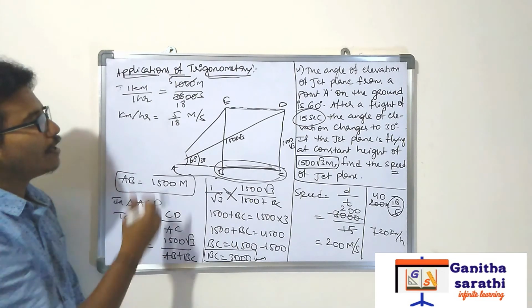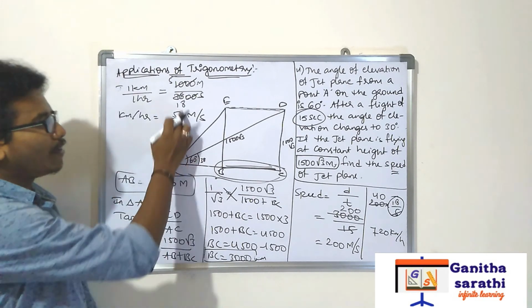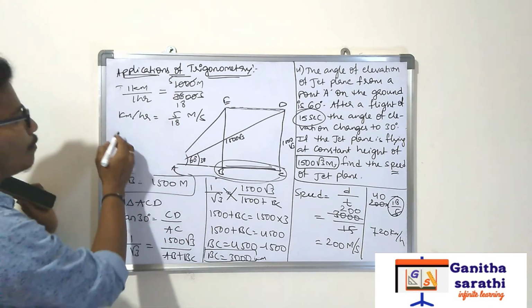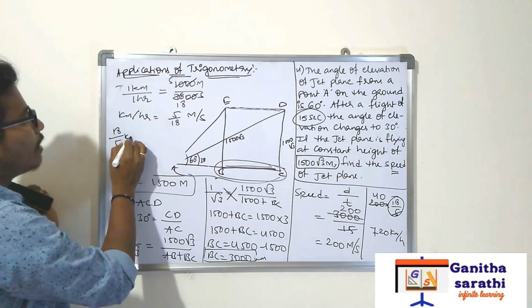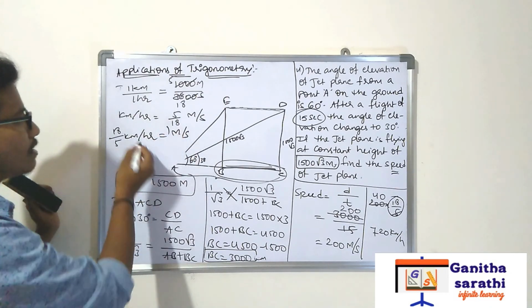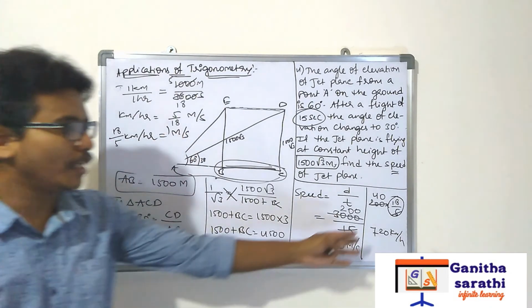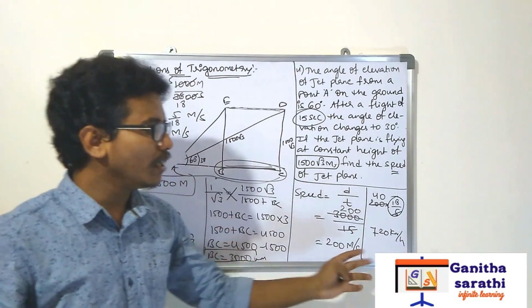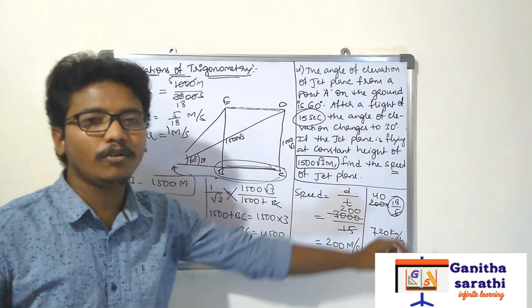If we have to convert meters per second into kilometer per hour, take this 5 by 18 to the other side. If 5 by 18 comes to the left hand side, it will become what? 18 by 5 kilometer per hour. So 1 meter per second is equal to 18 by 5 kilometer per hour. The same process: this is meters per second, we are converting into kilometer per hour. How? Into 18 by 5.